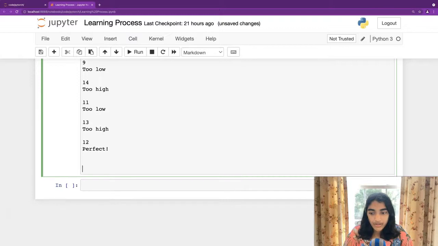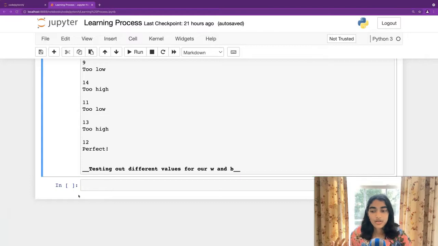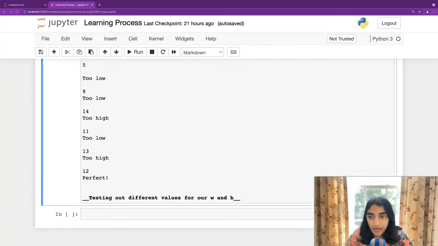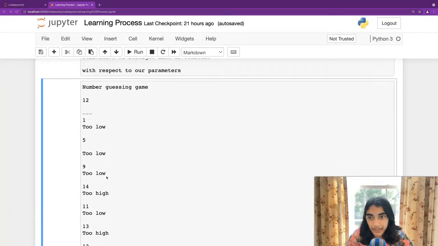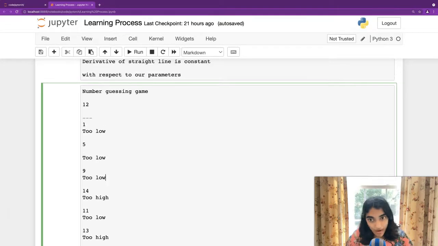So just like this, we are testing out different values for our W and B. Let's dive a little deeper into how our guessing game figured out that this was too high or too low. I mean, this is probably common sense to you, but if you put that into words, you'll see how we can do it with our machine learning model.